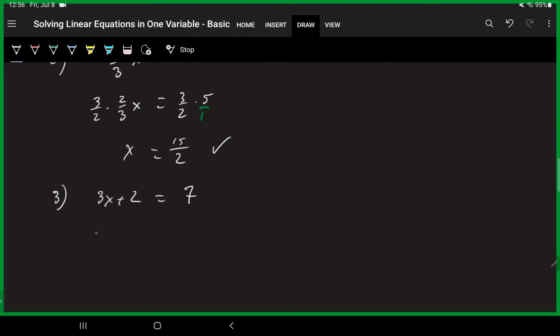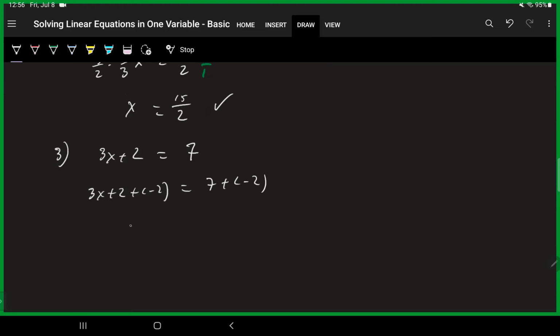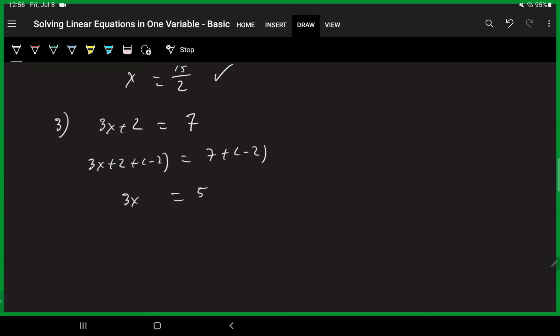So I'm going to add -2 to both sides. So 3x plus 2 plus a -2 is 7 plus a -2. I get 3x is 5, because the 2 and -2 cancel out over here. And now I'm just left with multiplication happening to my x variable. So let's divide both sides by 3.